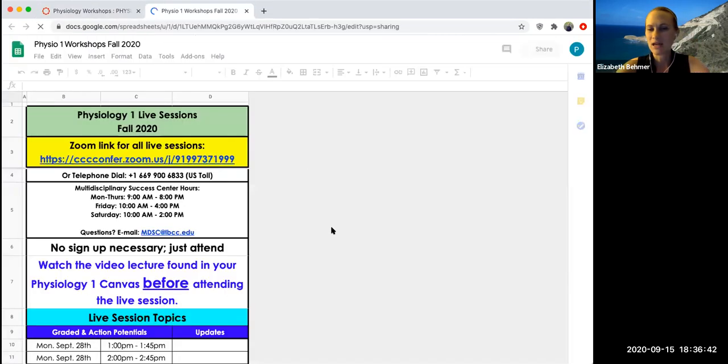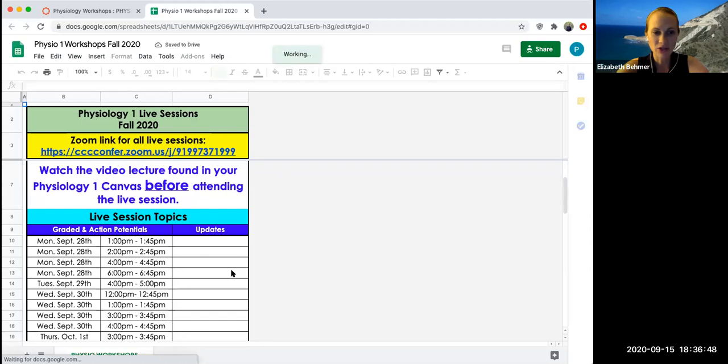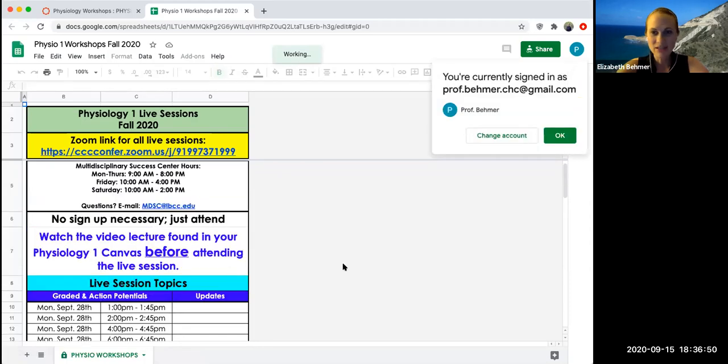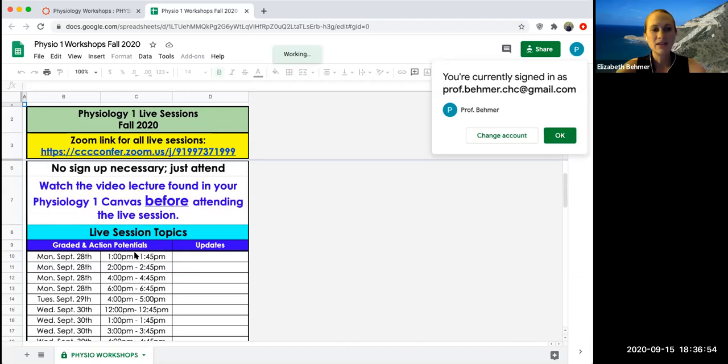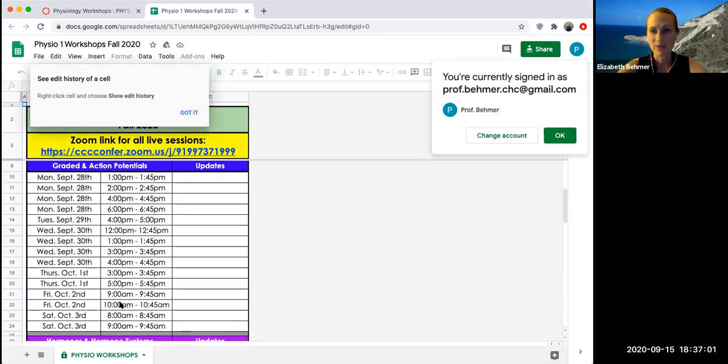Can you guys see the schedule on your screens? Yeah. Good. Okay, so this is the physiology live schedule. I teach some of these as well. You can see I'm signed in there. And this tells you the topic of the workshop itself and a time that you can attend a workshop on that topic. The MDSC is the Multidisciplinary Success Center, where you can also look up tutoring.